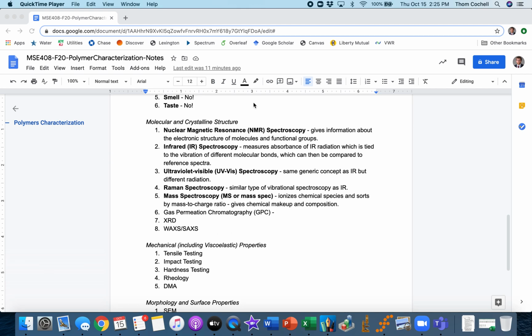So there's a lot of new techniques that we probably haven't used, and this is where some of our limitations in our lab come up, because we would love to do things like NMR, but those are a little harder for us to do.